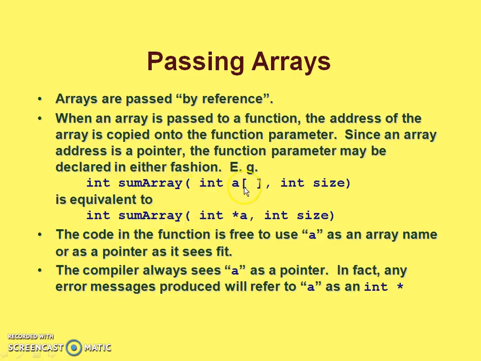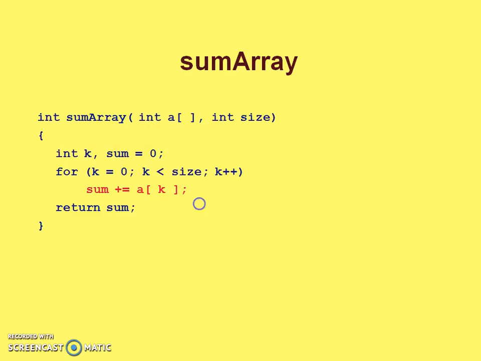Passing an array as an argument, you can either have an array as a formal parameter or a pointer as a formal parameter. The code in the function is free to use a as an array name or as a pointer as it sees fit. The compiler always sees a as a pointer. In fact, any error messages produced will refer to a as an int *.